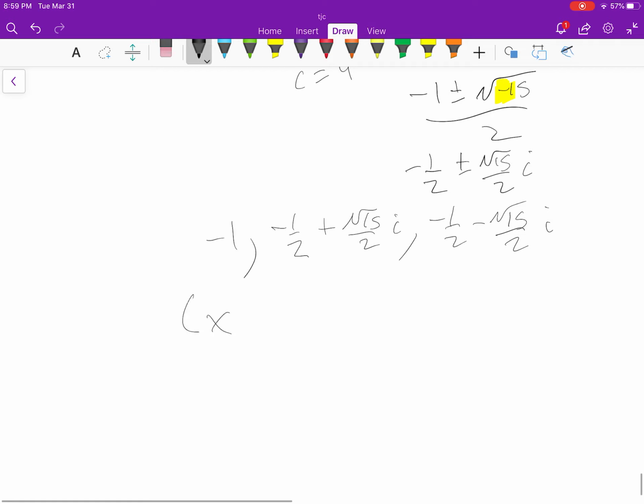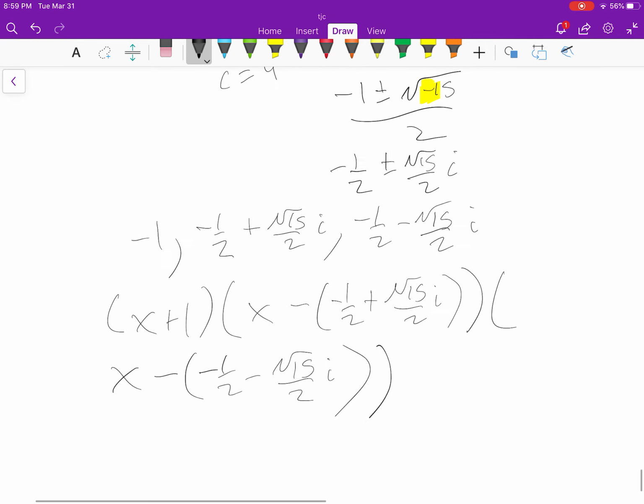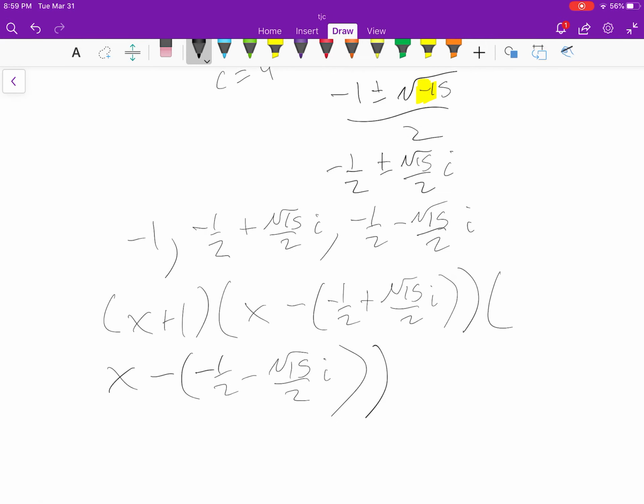If you wanted to put it in factored form, it would be x plus 1 times x minus negative 1/2 plus square root of 15 over 2 i, times x minus negative 1/2 minus square root of 15 over 2 i. Okay, and there it's factored. Okay, so that's this chapter.